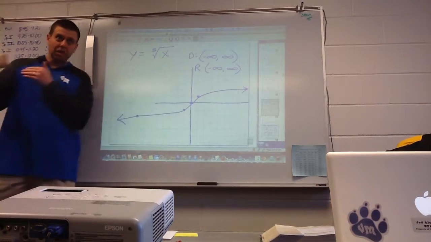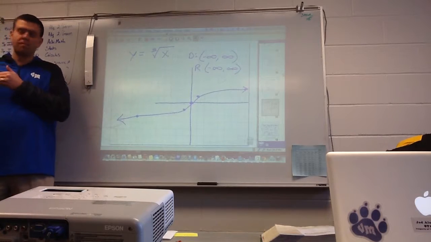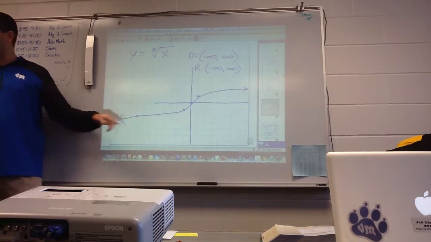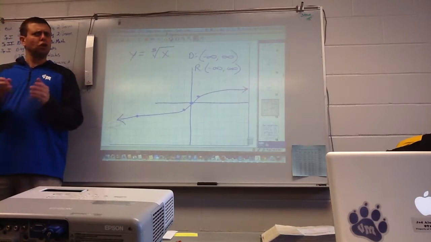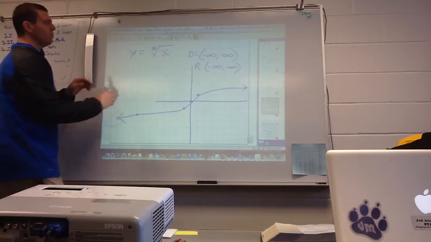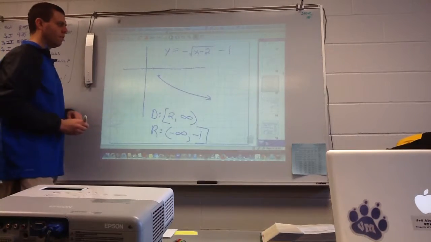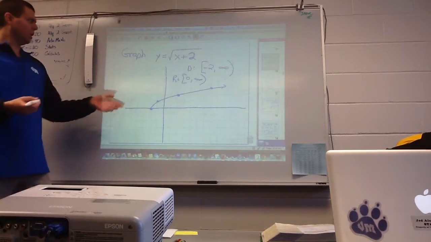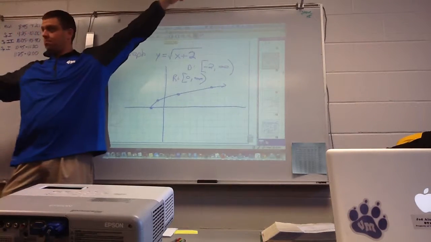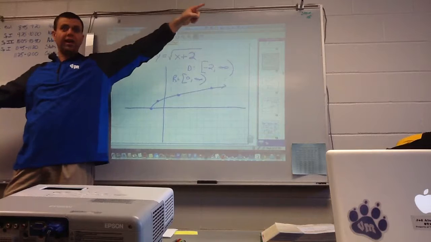Now some negatives: -1, -1, and -8, -2. So what are you noticing that is different with this cube root versus a square root? Cube roots go forever in both directions, right?